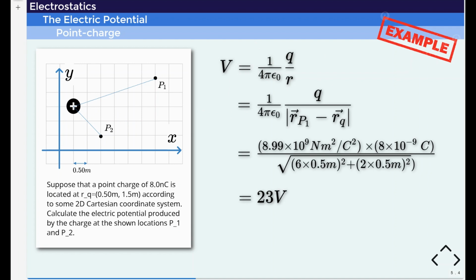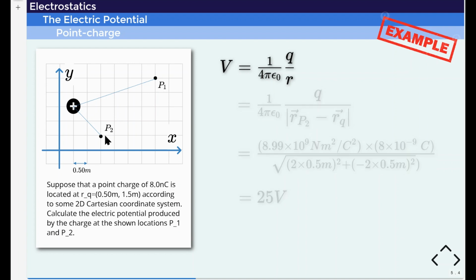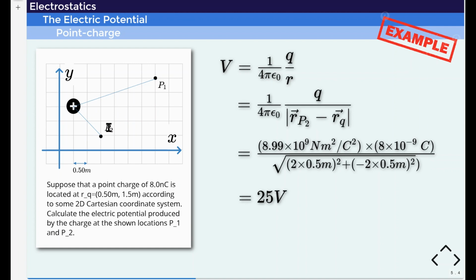For the case of P1, I know that I go 6 squares in x and 2 squares in y, and each square is half a meter. So I can figure out the distance between them as the square root of 6 times 0.5, that's 3 meters to the right, and then 1 meter in the positive y, and I square each. I take the square root, calculate the potential, and it turns out to be 23 volts. If I want to think about the point P2, I say, okay, hang on a second. For P2, because it's 2 squares in the x and 2 squares in the y, the distance between the charge and the point, I can think of it as 1 meter and 1 meter, and I can calculate the potential at point P2 to be 25 volts.